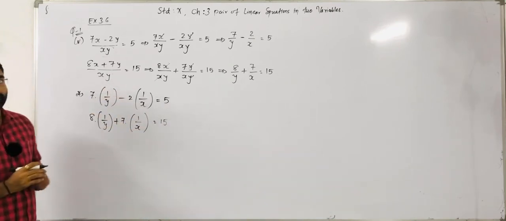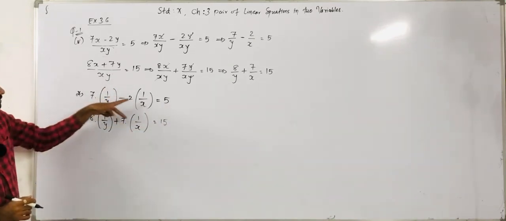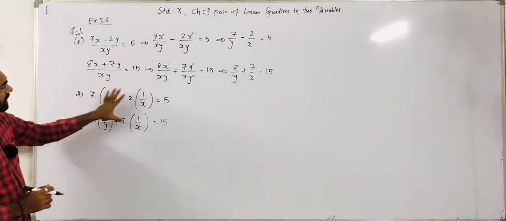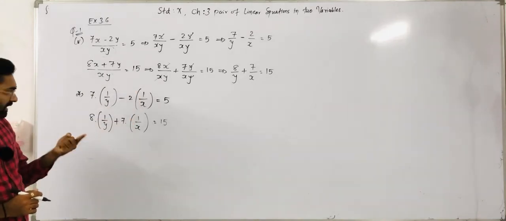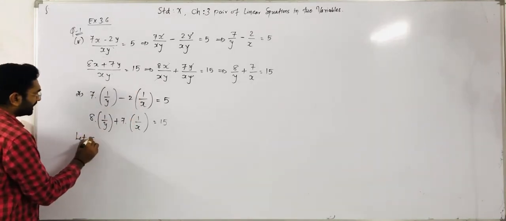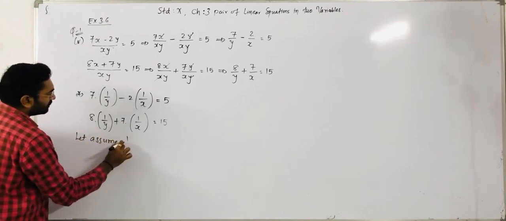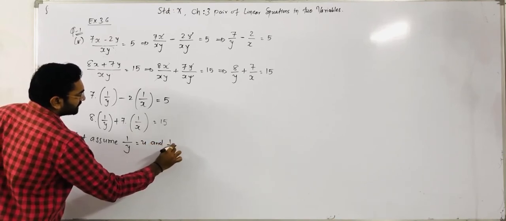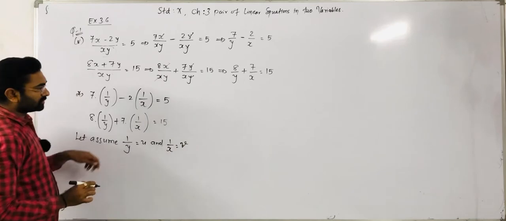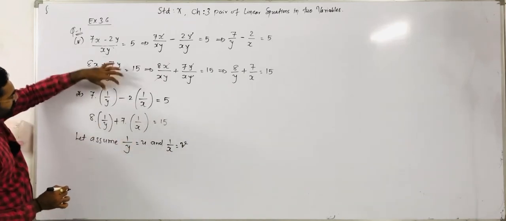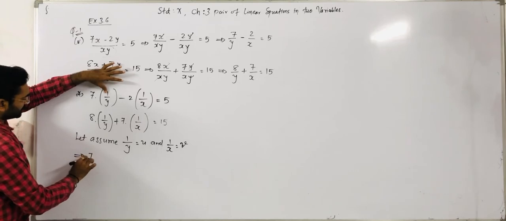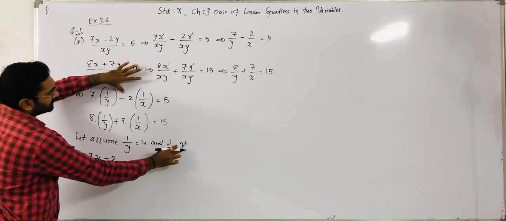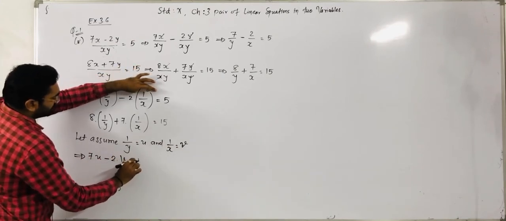But it is not in our standard form. So for that, after observing both the equations, we take one variable as u and the other variable as v. Let us assume 1 upon y is equal to u and 1 upon x is equal to v. Putting u in place of 1 upon y and v in place of 1 upon x, we get 7u minus 2v is equal to 5.